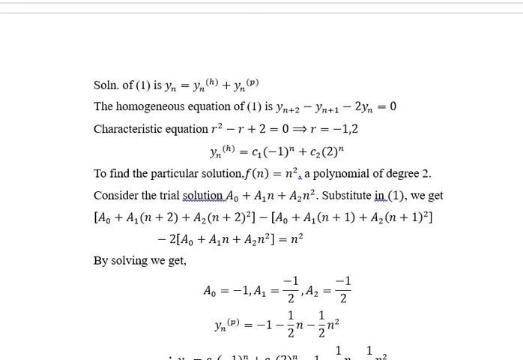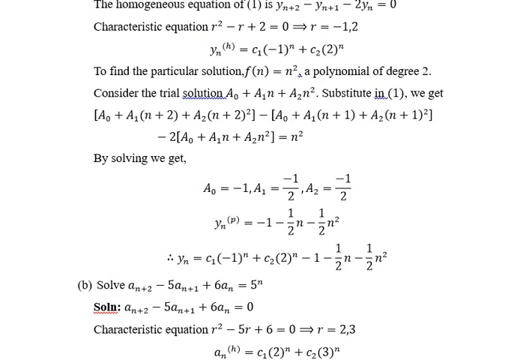Now you will compare the n square term, n term and the constant term, and you will be able to find what are your a0, a1 and a2. Substitute that a0, a1, a2 in your trial solution, that is y_n^p is got as minus 1 minus 1 by 2 n minus 1 by 2 n square. So you obtained what is your y_n^h and y_n^p. Now sum that, and that is y_n is equal to c1 into minus 1 raised to n plus c2 into 2 raised to n minus 1 minus 1 by 2 n minus 1 by 2 n square.